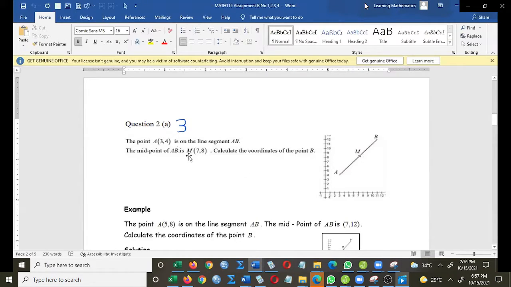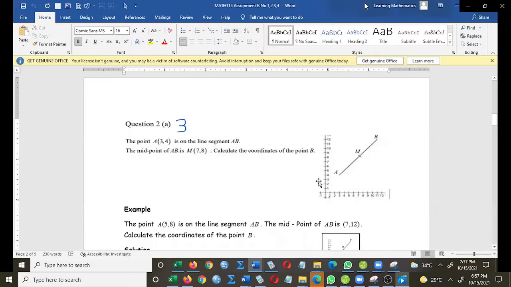Anybody did number 2 part A, what answer you got? I got 11. We're looking at the coordinates of point B, so you have to give us 2 numbers. 11, 12. I got 11, 12. The eyes have it. There are more than one 11, 12. Those that haven't done it yet, take a note. You're supposed to get 11, 12 according to your friend. I'm not telling you 11, 12 is correct.